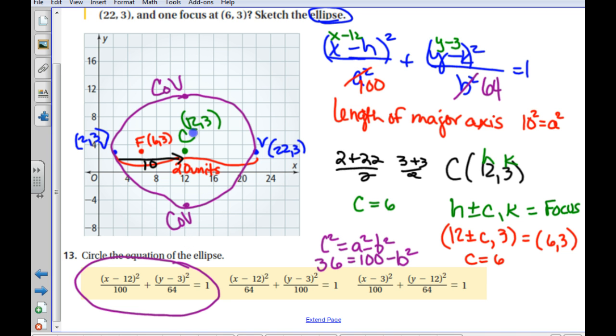I'm going to take the center and add and subtract how much? B, which is 8. I'm going up and down, so am I adding it or subtracting it to the Y or the X? Up and down is Y, right? So 12, comma 3 plus 8 is 11. 12, comma 3 minus 8 is negative 5.